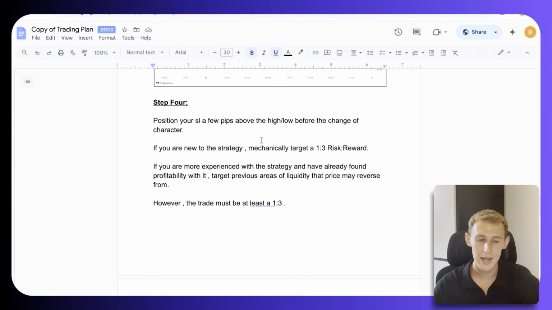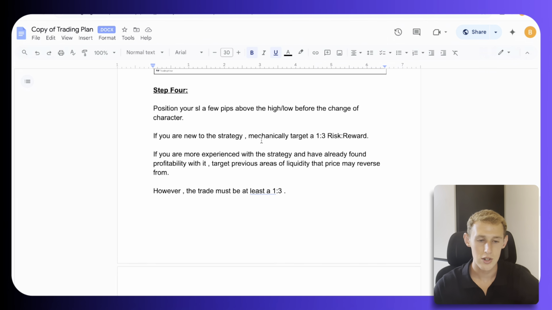Now, this is also a game changer, and this is one of the things I've really tried to emphasize inside VIP, which is that for this strategy, I'm going to mechanically target a 1 to 3 risk to reward. Why the mechanical target? Well, if you have, for example, a discretionary target, you don't really know exactly where you're going to target on every single trade, right? You could target Asia high, you could target an imbalance to the left, you could target this liquidity level, that liquidity level.